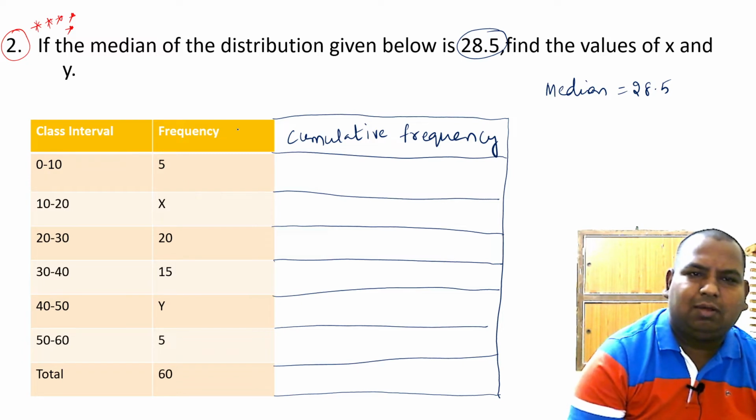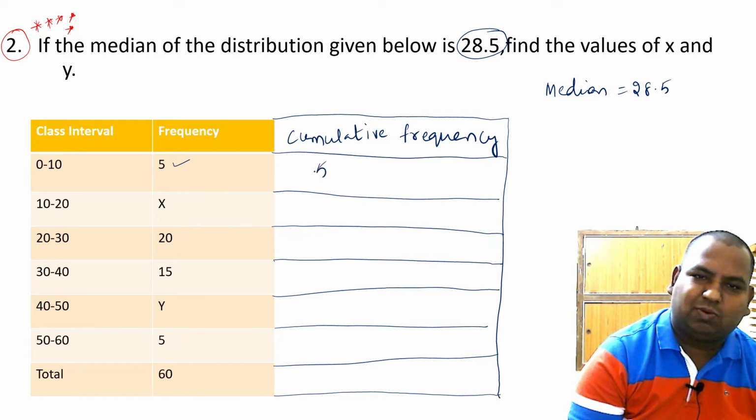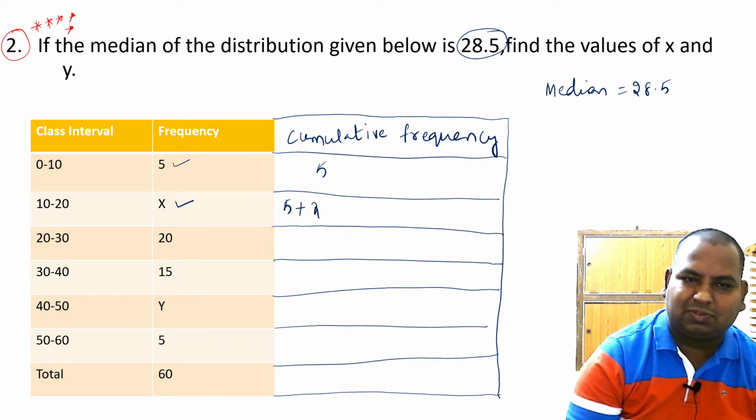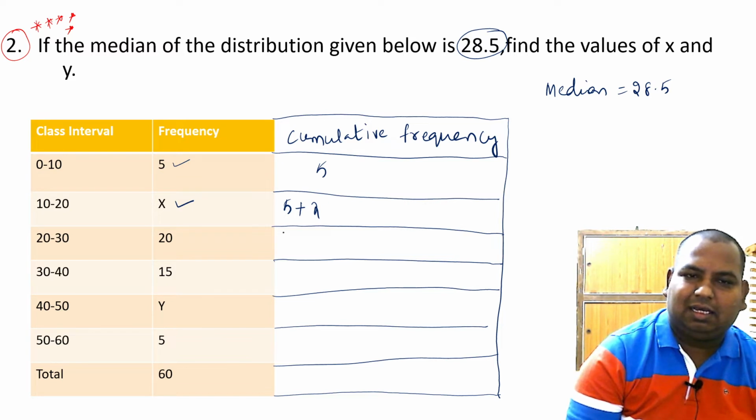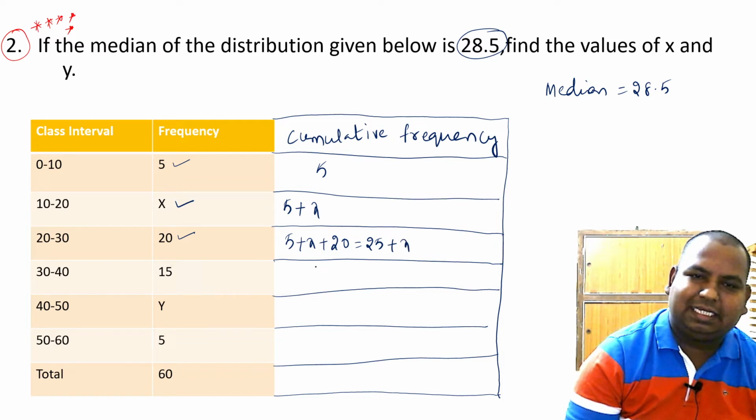Now, cumulative frequency: first frequency is 5, so write 5 as it is. Next, what should I do? I need to add 5 to the next frequency. Next frequency is x, so write 5 plus x. Next, I need to add 5 plus x to 20. So 5 plus x plus 20 is equal to 25 plus x. Next, adding 25 plus x to the next frequency, that is 15, 25 plus x plus 15 is equal to 40 plus x.